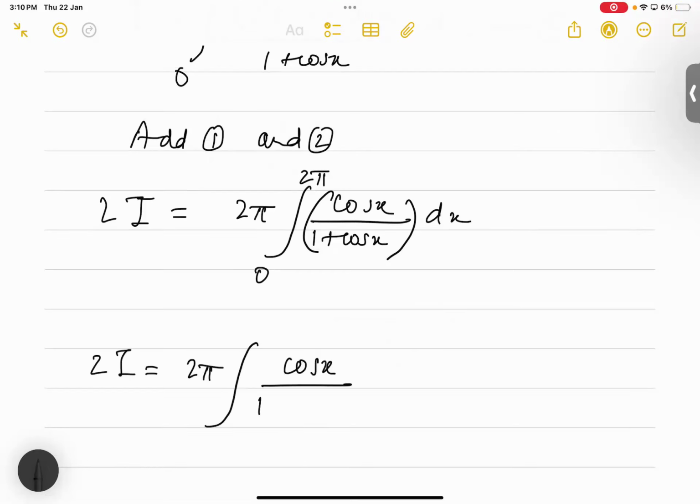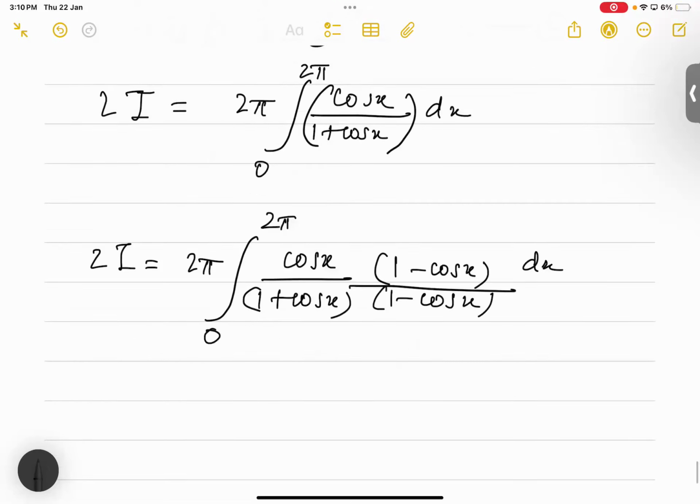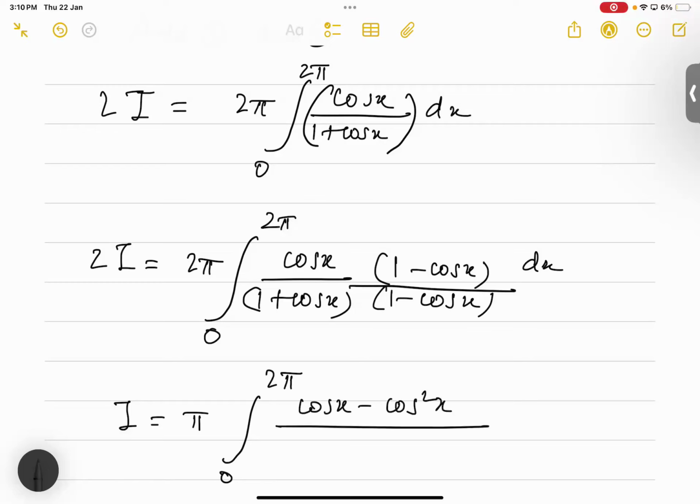Cos x, 1 minus cos x, 1 minus cos x. In the exam also you'll have to do certain things by trial and error. But then the entire paper should not be trial and error. Integral 0 to 2 pi of cos x minus cos square x. Hey guys, what will be the answer of this? 1 plus cos, 1 minus cos, 1 minus cos square. And what is 1 minus cos square?